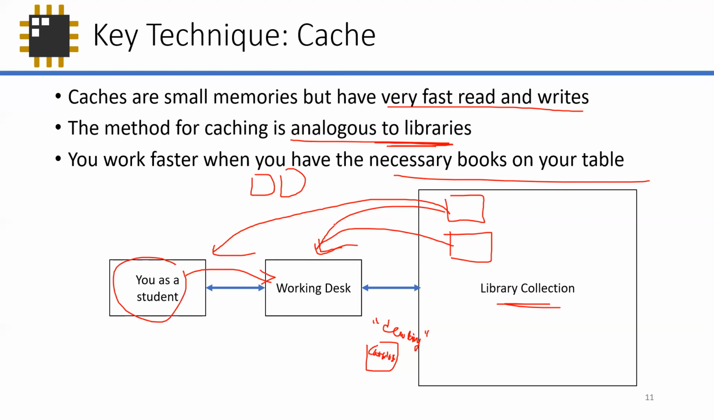So again, instead of getting one book at a time, the idea of a cache is that the cache is your working desk. Why don't we get both books at the same time so that I don't have to go back and forth to the library collection, right? That's literally the analogy for caching.